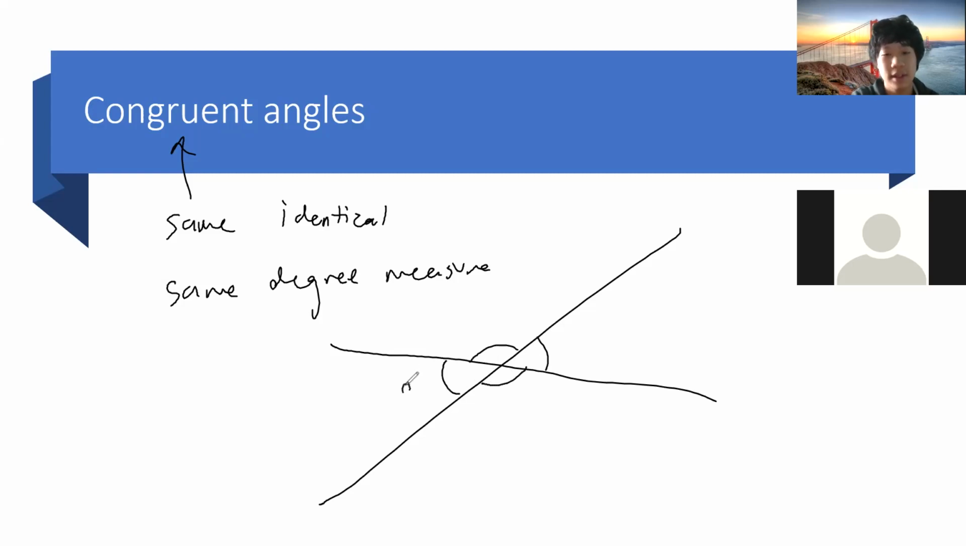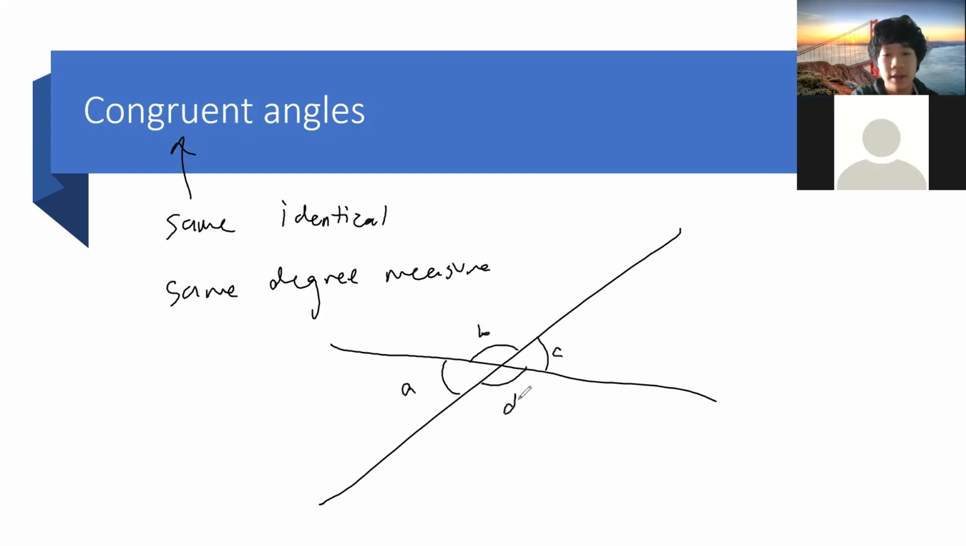These 4 angles, let's say this is A, B, C, and D. You kind of guess which ones are congruent. Well, A and C are congruent, and B and D are congruent. So we're going to label these like this: A is congruent to C.